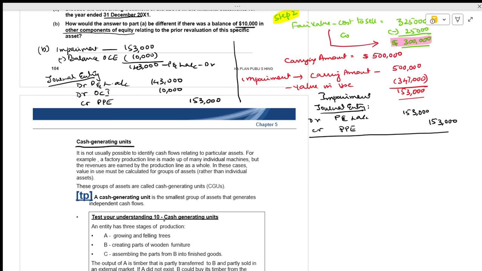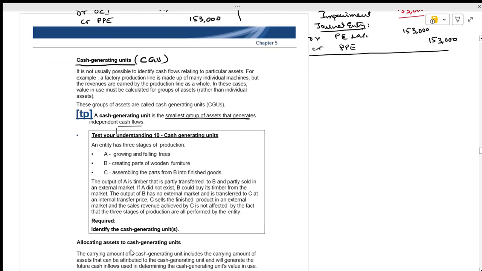It is a cash generating unit, CGU. What is a cash generating unit? Okay, it is the smallest identifiable entity. It is not usually possible to identify cash flows relating to individual assets. For example, a factory production line has many individual machines, but we don't know how each is workable. A cash generating unit is the smallest group of assets that generates independent cash flows. It is the smallest unit.